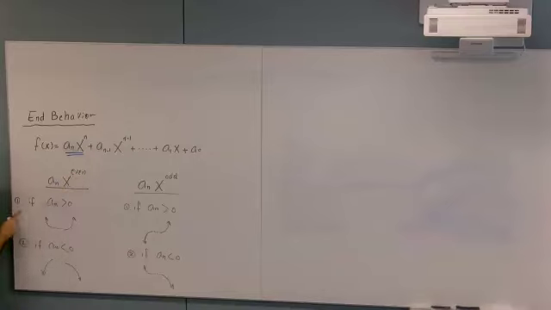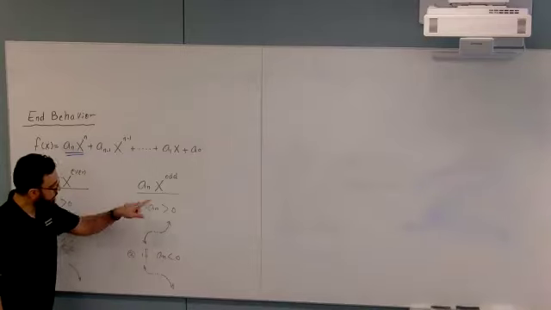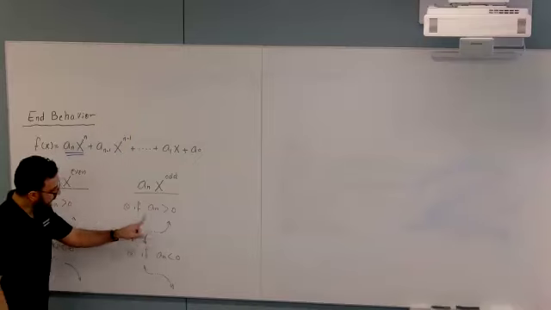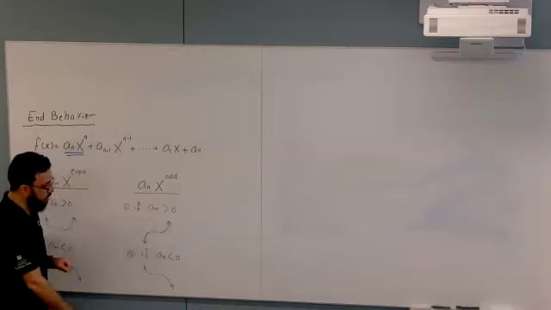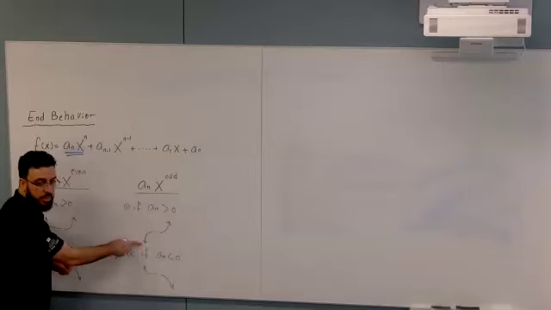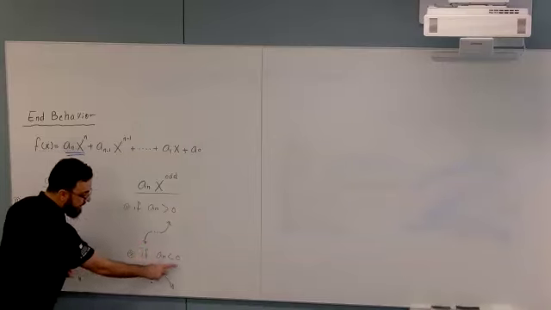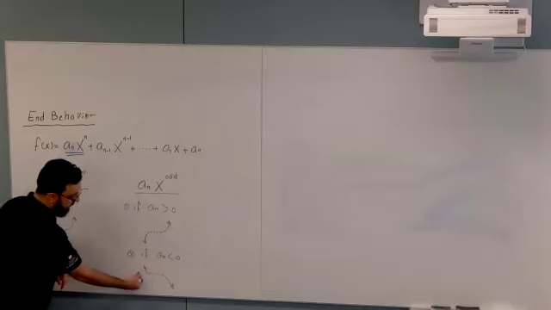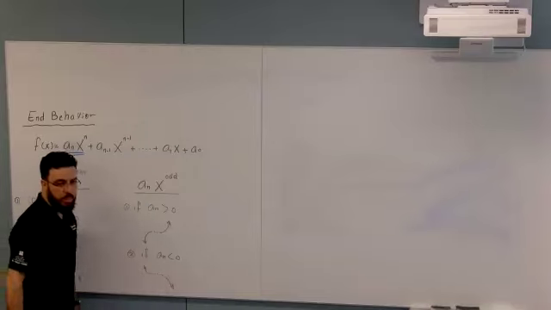If it's even, we have two cases, depending on the coefficient. If the coefficient is greater than 0, that means positive, the end behavior of the function is both sides going up. If it's negative, both sides going down. When we have an odd degree and an is greater than 0, this side going up, this side going down. If an is negative, it's going to be the opposite. The left side going up, the right side going down.